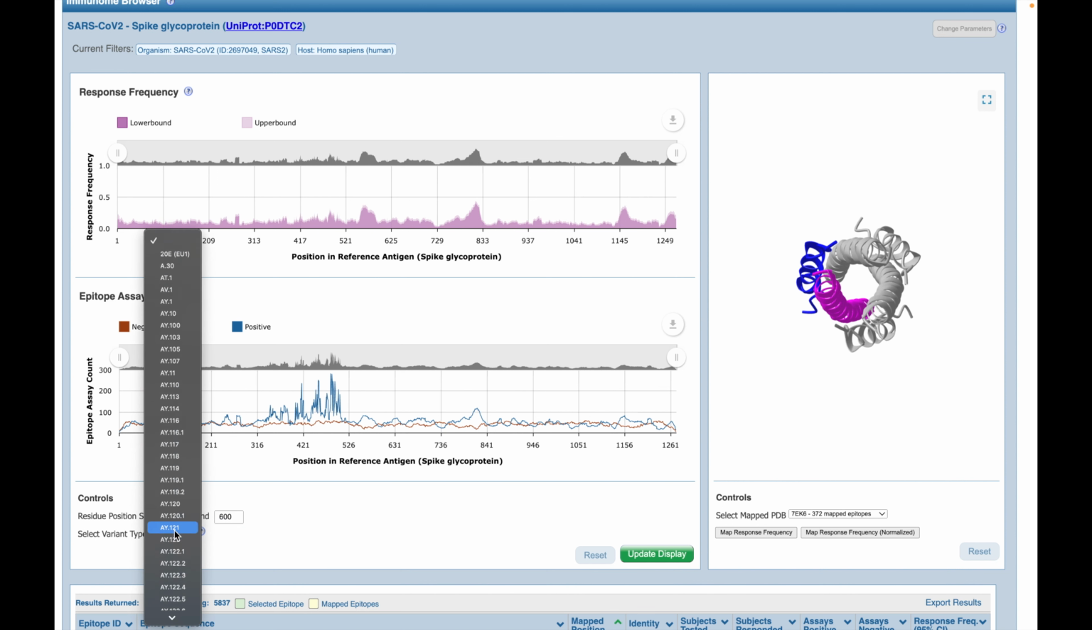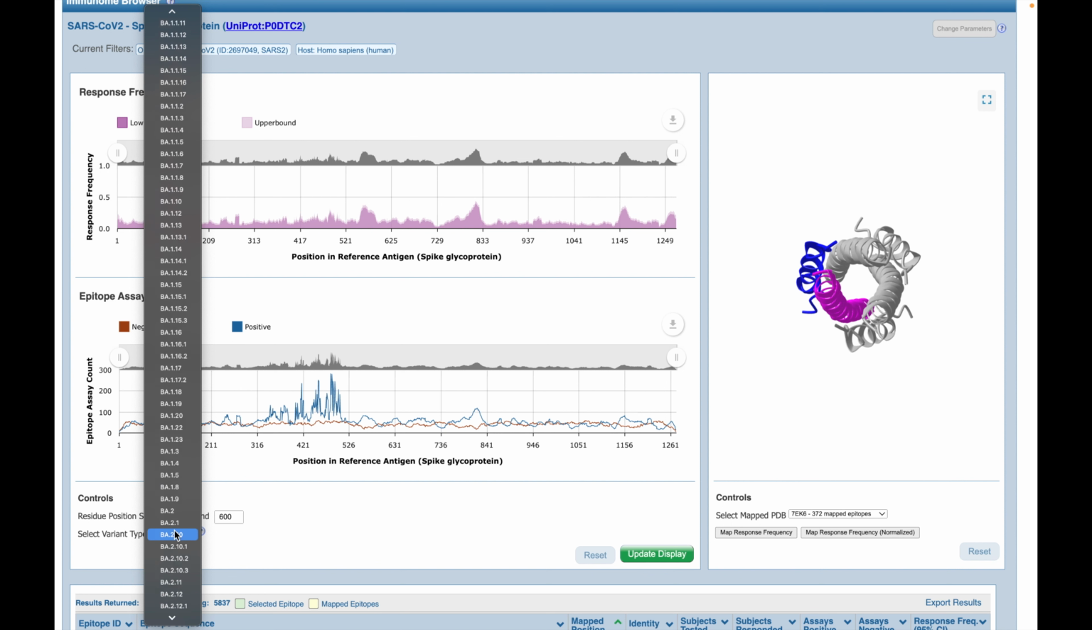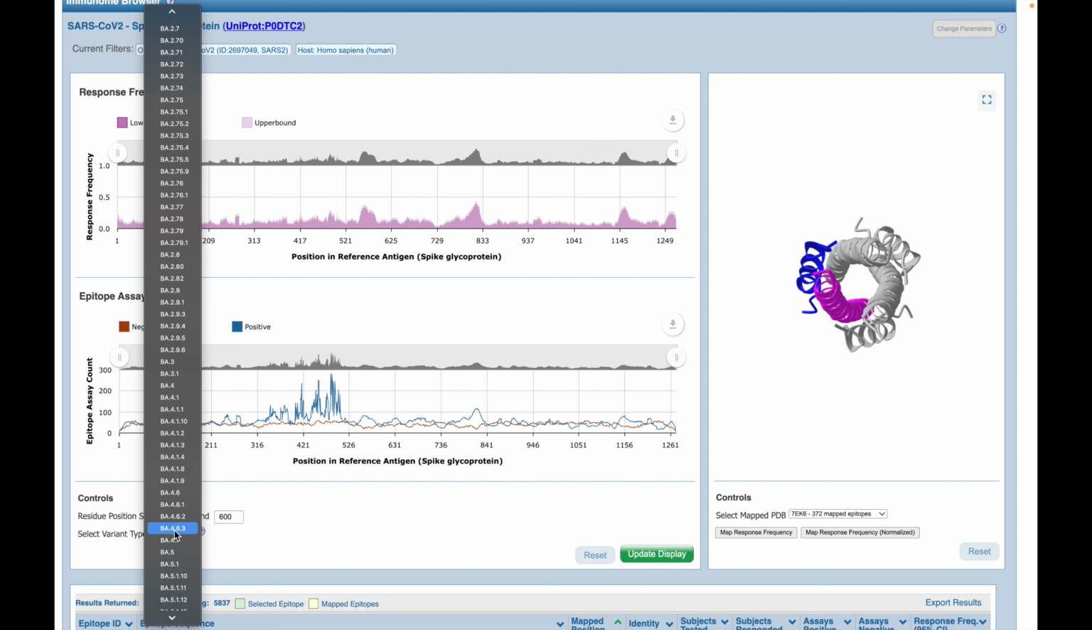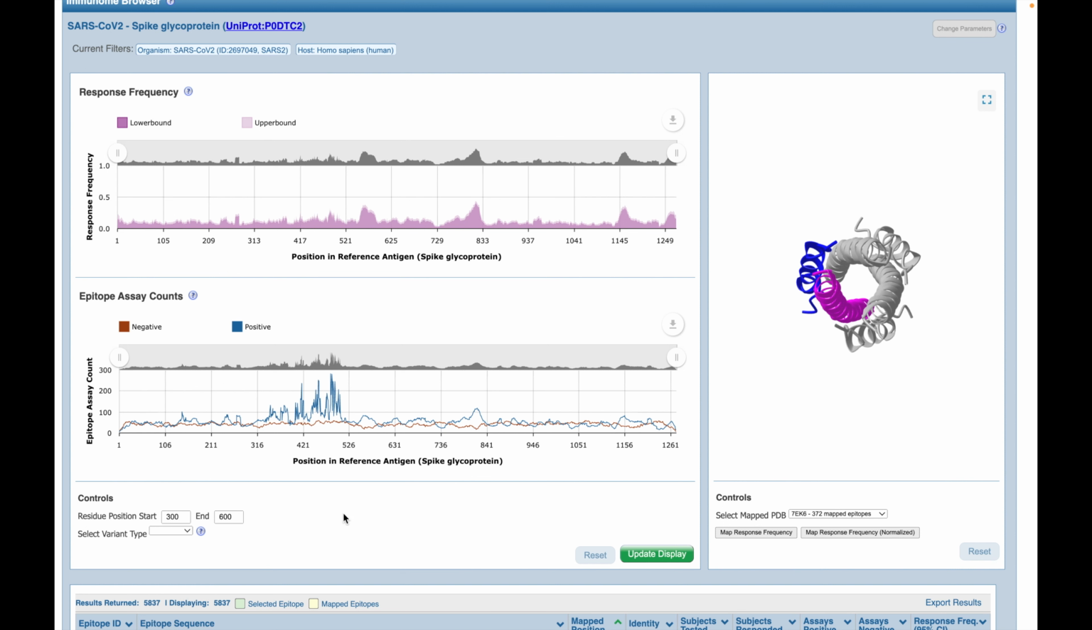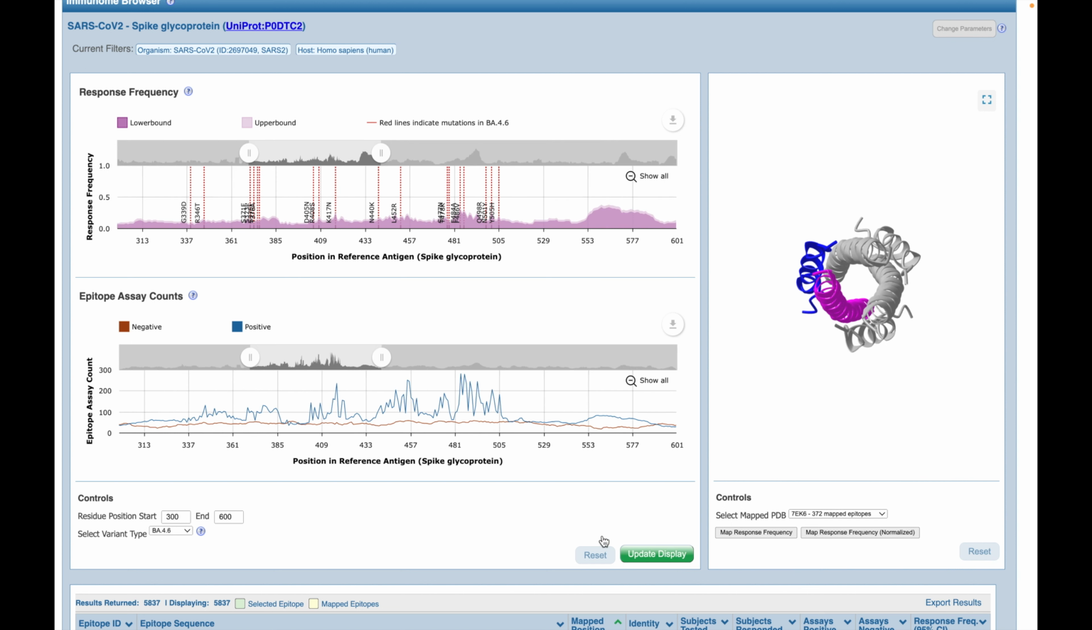And we have to select a variant, and for today's purposes, I'm just going to choose BA.4.6. There we go. As I mentioned, it takes a little bit to catch up, but let's go ahead and update the display. Then here we see it zoomed into this residue position section, so we have 300 to 600. And we are going to start seeing that upper bound and lower bound.